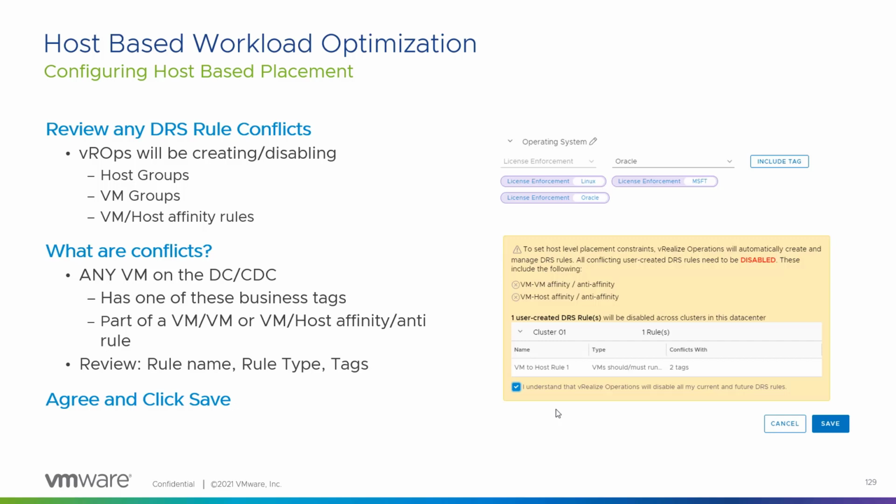Because we don't want to create a contentious situation. You can still do DRS affinity rules, they just can't conflict with what you're trying to do in your business intent. So it gives you a list of the rules. In this case, it says, hey, VM to host rule 1. This is one that says VM shouldn't run on these hosts. It conflicts with 2 different tags. If you are okay with this, go ahead and check the box. Understand that VR Operations is going to remove that rule and replace it with new ones. And then just click agree and hit save, and you're good to go.